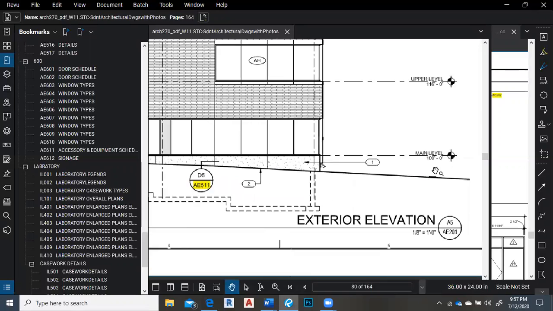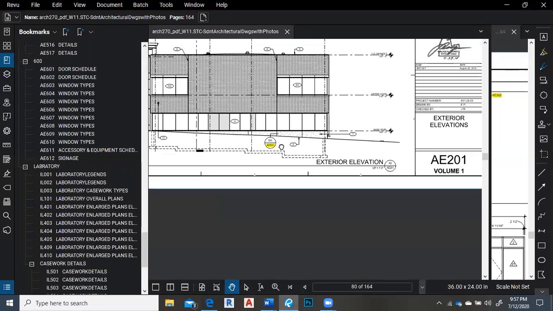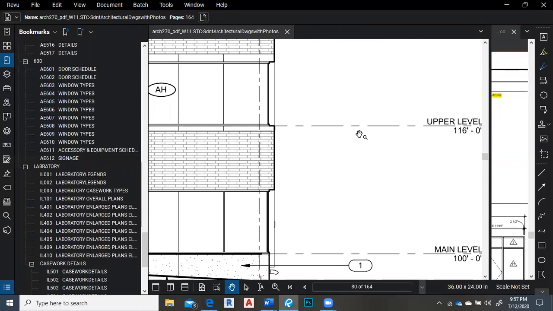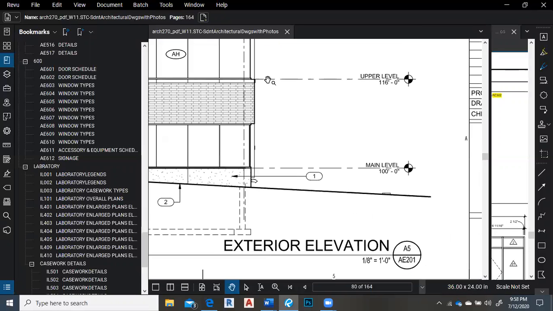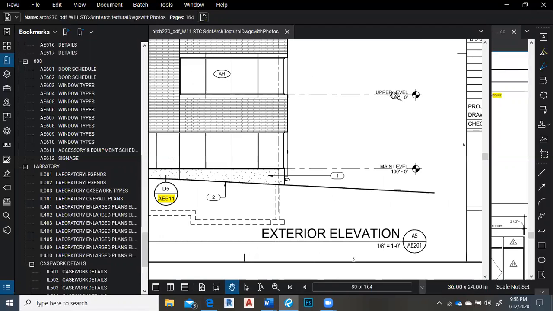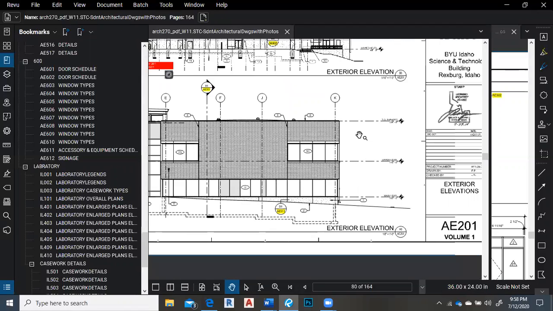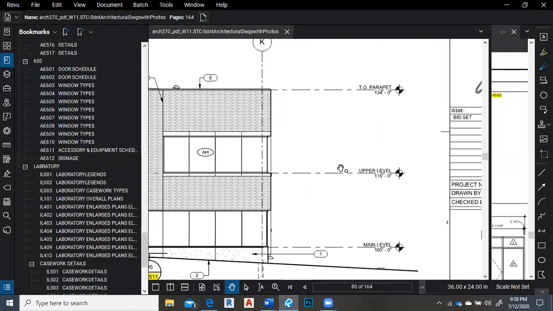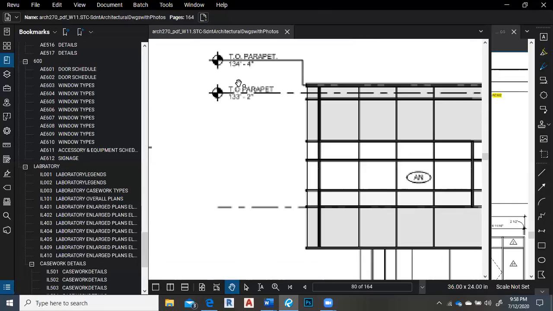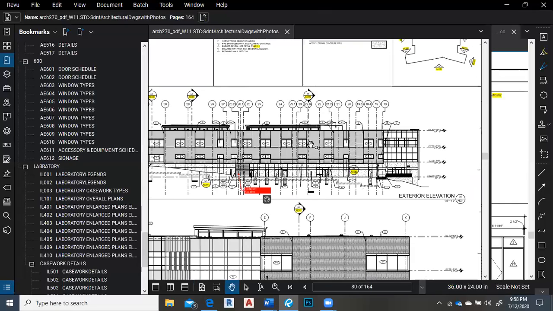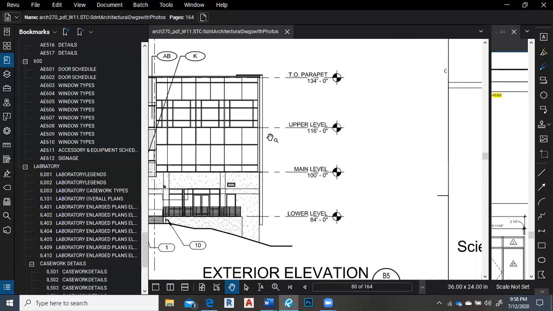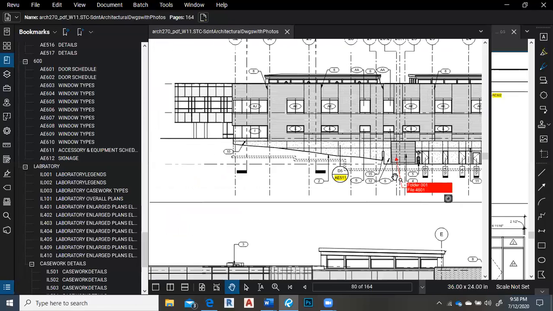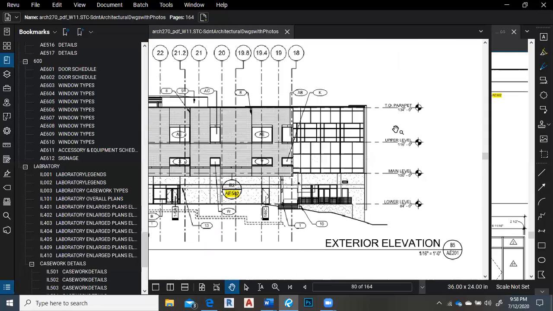Like this one says main level, and it says this is 100 feet. So from 100 feet, the upper level is 16 feet from the main level. And you could easily do the math for that. This side is really easy because they're nice, clean numbers. You know, these are not so clean. And for all exterior elevations, that's what they'll have, so that you can easily identify certain heights.